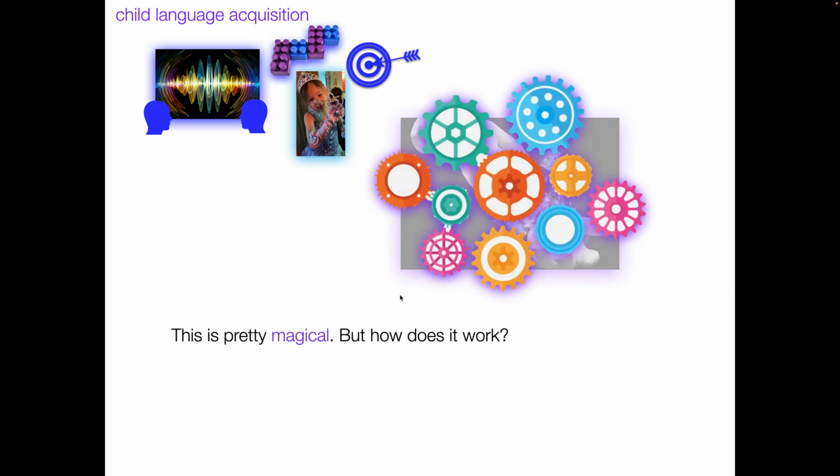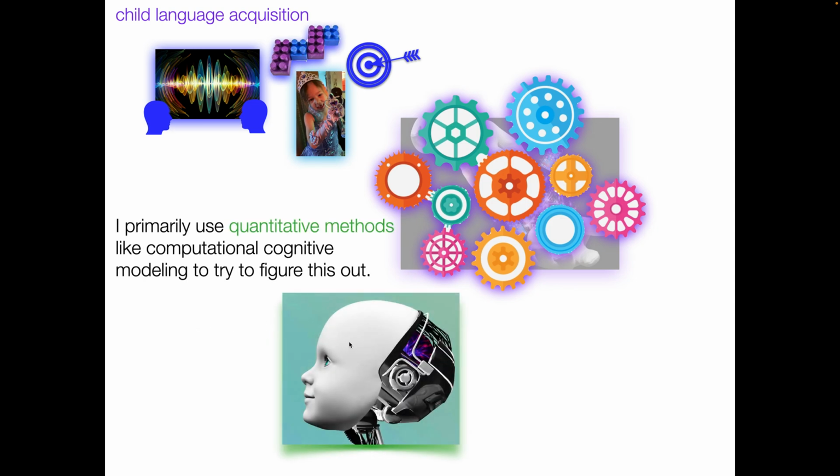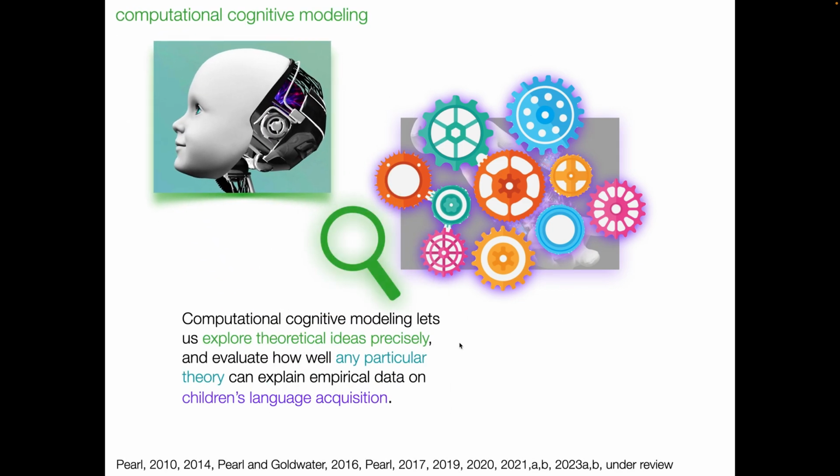But how does it work, right? That's the question. I primarily use quantitative methods like computational cognitive modeling to try to figure this how question out. So what is computational cognitive modeling? Computational cognitive modeling lets us explore theoretical ideas precisely and evaluate how well any particular theory, that is a particular idea, can explain, in this case, empirical data on children's language acquisition. We observed something going on in kids out there in the world, and we're trying to explain how that happened. We have some theory, we use a computational cognitive model to implement that theory and try to see if it can explain what we see out there in the world.